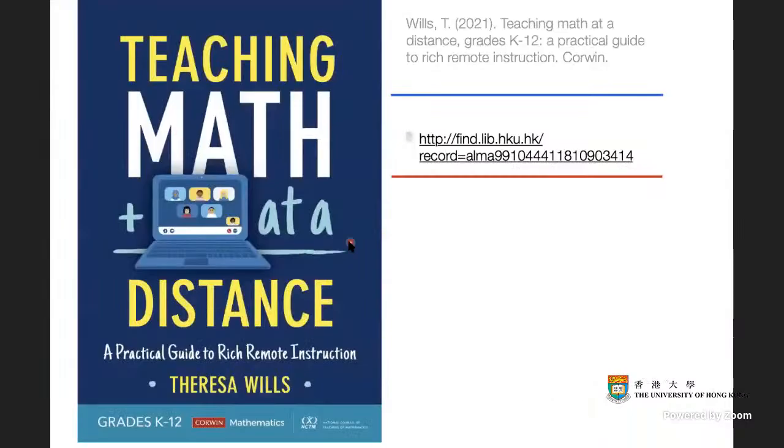So the next one I would like to share with you here, you can also find the book in our e-library. And this one is more generally about teaching math online. It's called Teaching Math at a Distance. It provides a lot of good practical guides to teachers and a lot of useful tools introduced here.